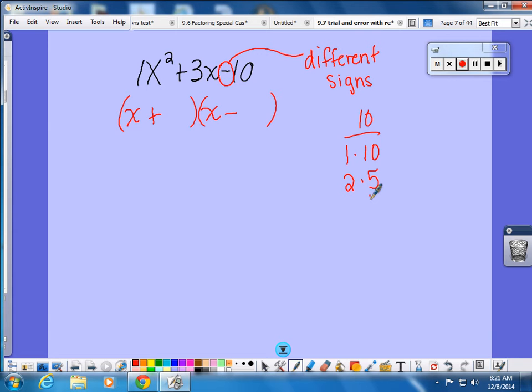And I need factors of 10 that I would now subtract. Why subtract? Because they're different. Got a different sign. That I would subtract to give me 3. So 5 and 2. All right, what's this? Don't write this down. But if I put a 5 here and a 2 here, am I going to get it right? No. Do you know why? Because 2 minus 5 is -3. So I'd have a negative 5 and a positive 2 give me negative 3.